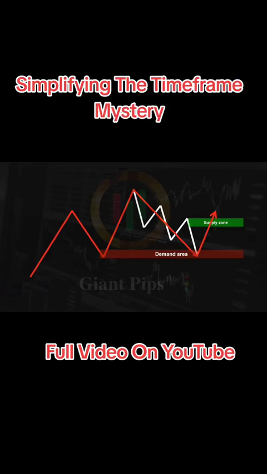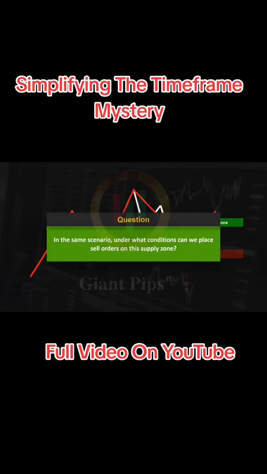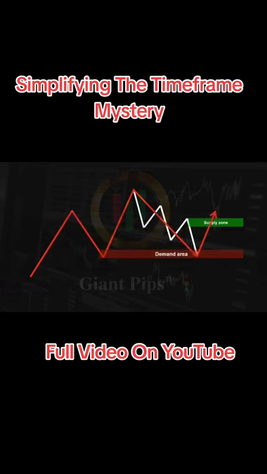Therefore, our analysis can continue forward in our analysis time frame now that the higher time frame and the lower time frame are aligned. Now here comes a question. In the same scenario, under what conditions can we place sell orders on this supply zone? We can only set sell orders if our higher time frame bias is bearish.